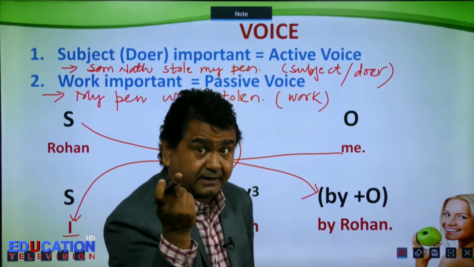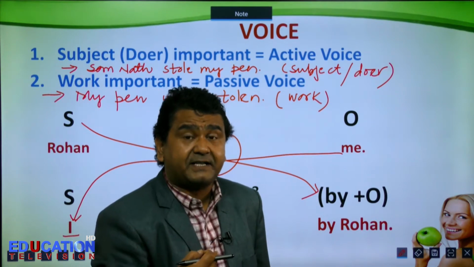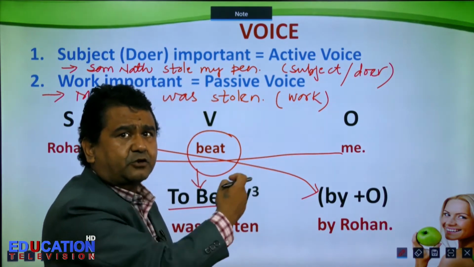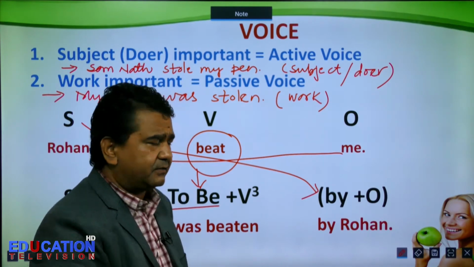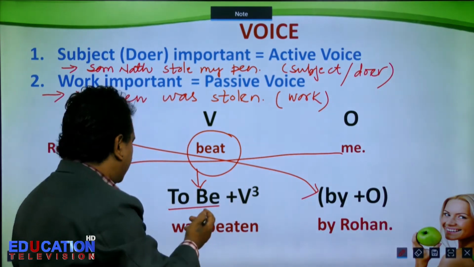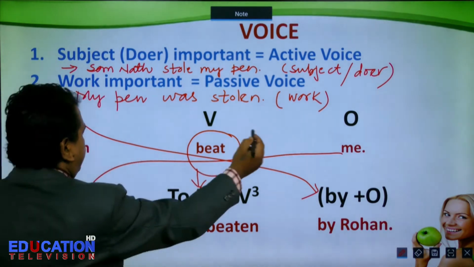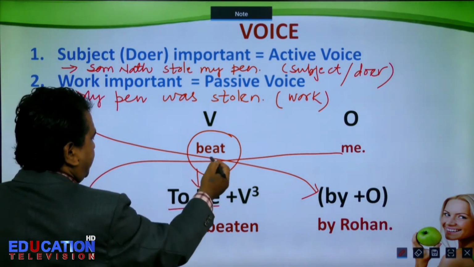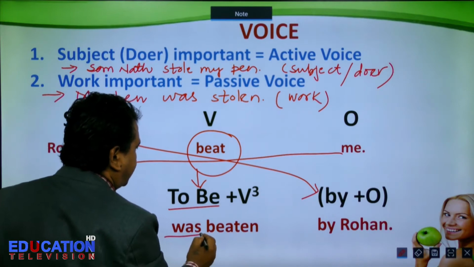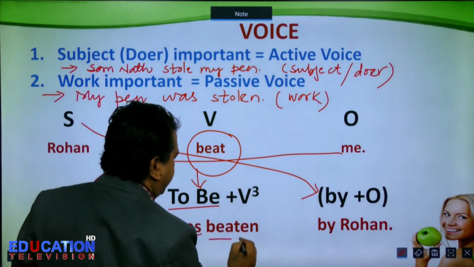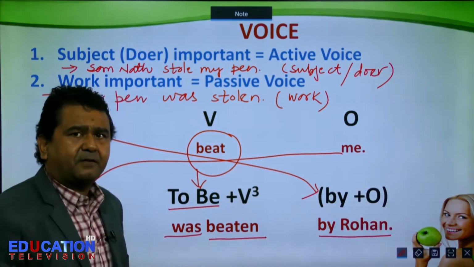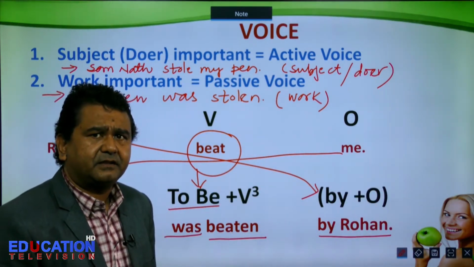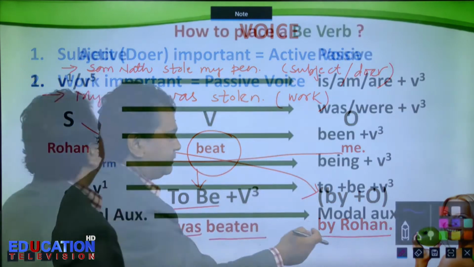Right now, let us concentrate as to how we change object into subject, subject into by plus object, and how we add be verb and be3. Let us see. Rohan beat me. I. This is past tense, so we have written here was, and V3 of beat is beaten. I was beaten by Rohan. Finished? Let us see some more.